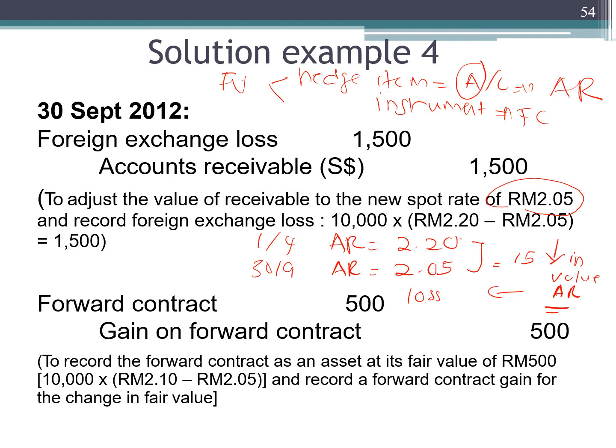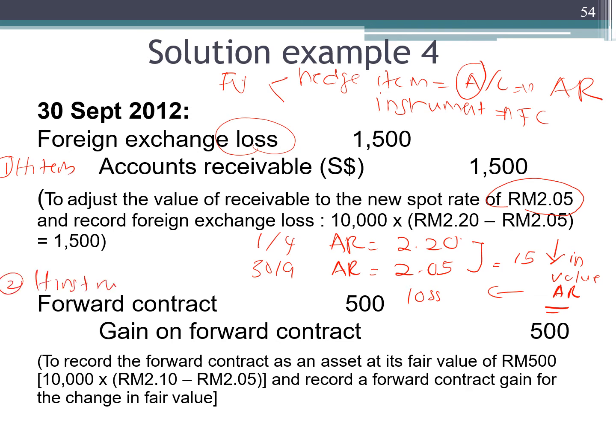So you are going to debit your foreign exchange loss and then credit your accounts receivable. Debit here because we have a loss. The amount of the loss here is 0.15 times 1000. That is for the hedged item. The second journal entry here is to record for the hedging instrument. We are going to prepare two journal entries. One is for the hedged item, and the second is for the hedging instrument.